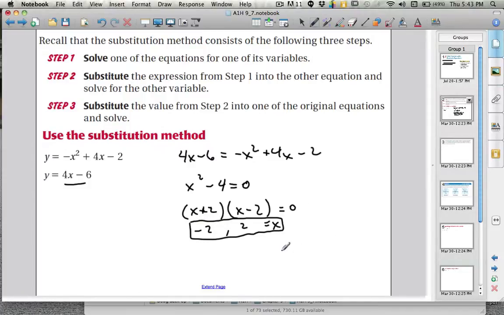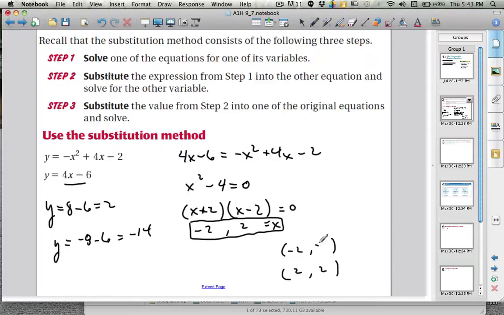Now, what that means in terms of my solutions is I have ordered pairs. I have an x value of negative 2 in one and a value of 2 in the other. And now I want to take these solutions and substitute them back into this other equation in place of x. So when I substitute 2 in, I'll have y is equal to 8 minus 6, which is equal to 2. So when x was 2, y was 2. And when I substitute in negative 2, y would be equal to negative 8 minus 6, which would be negative 14, and that would go over here.